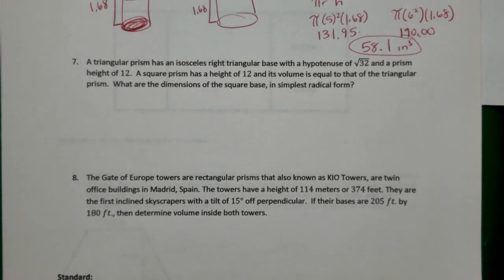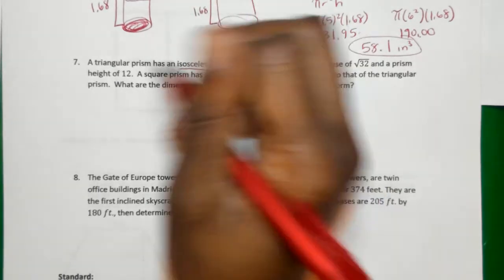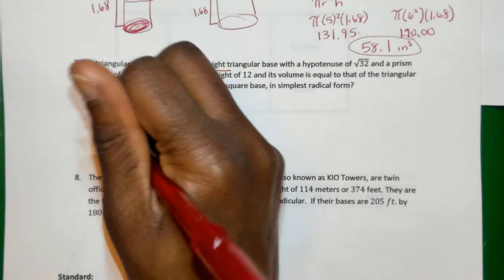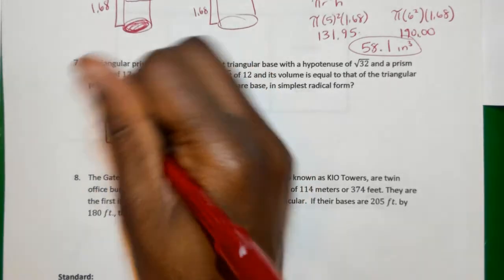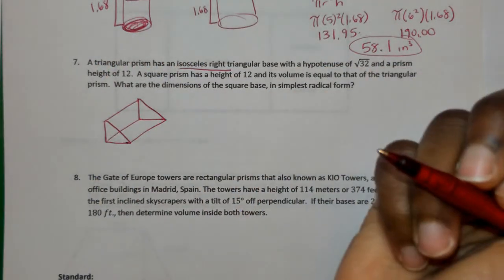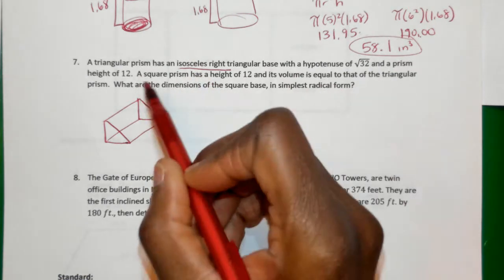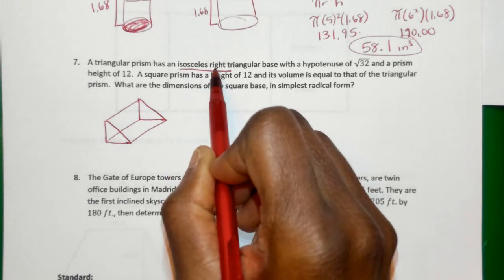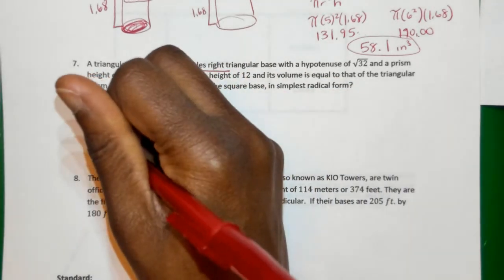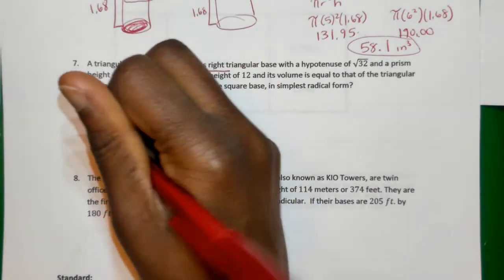Okay, triangular prism has an isosceles right triangular base. So isosceles right, it's a triangular prism, so we have a triangle here. It's isosceles, which, remember, that word means that two of the sides of the triangle are the same, and it's also a right triangle. So it's got a right angle, that's why I drew it that way, and then these two sides are the same.